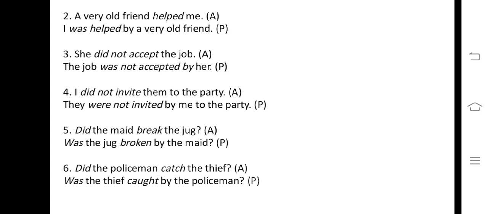Sixth sentence. Did the policeman catch the thief? Here again the auxiliary verb comes first, then the object, that is the thief, will come in place of a subject. V3 form of catch is caught, by the policeman. So the answer is like this. Was the thief caught by the policeman?